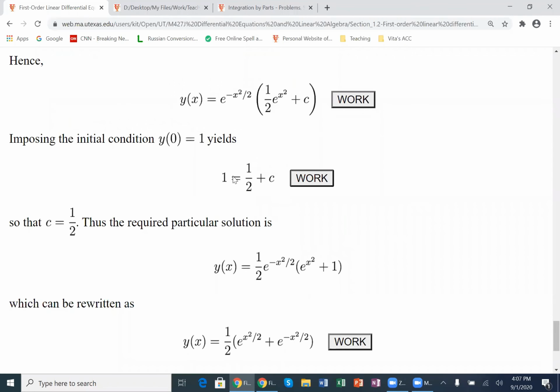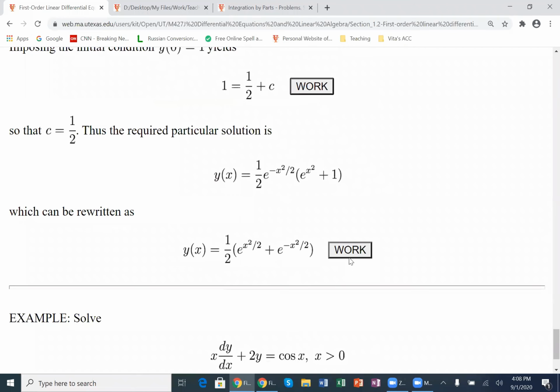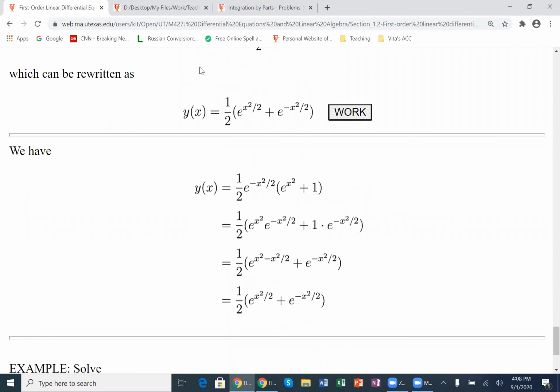Move 1/2 to the left. 1 minus 1/2 is 1/2. So c is equal to 1/2. Lastly, we replace c here by 1/2 and factor out 1/2. We get this, which can be rewritten as this expression. Work is here. Folks, think about questions.